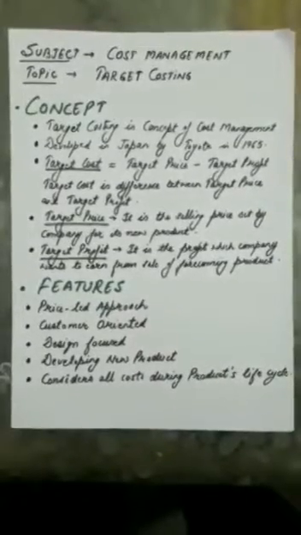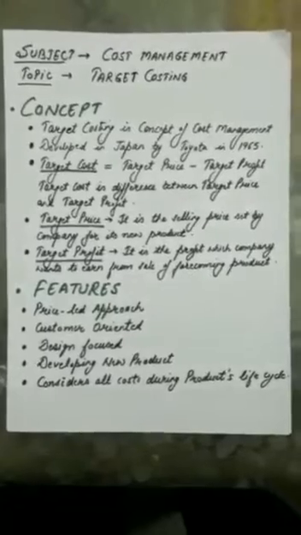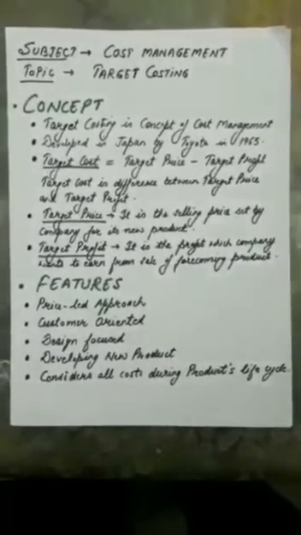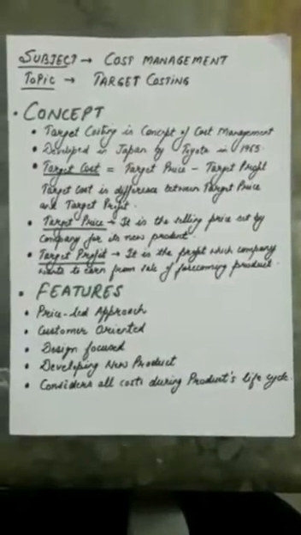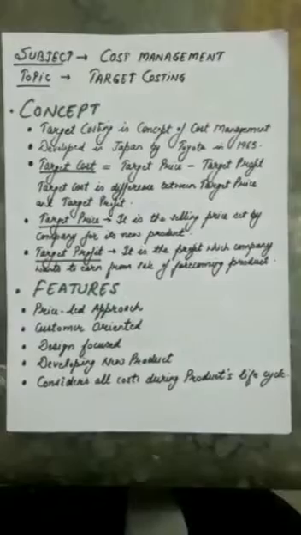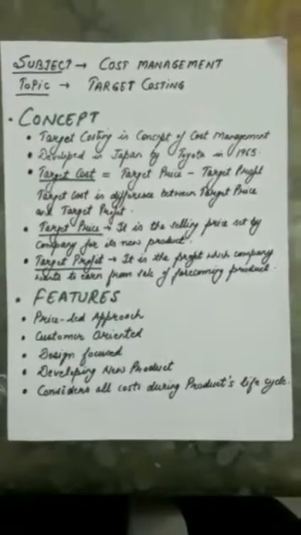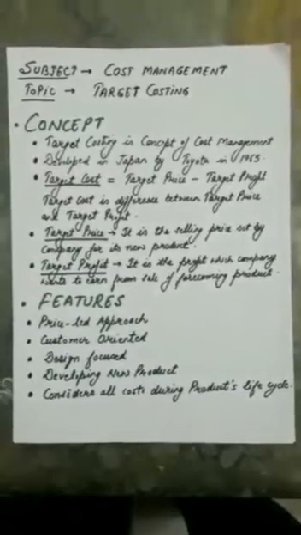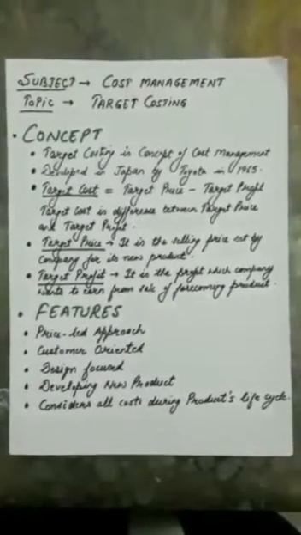Hello students, today we will discuss the topic of target costing as it is one of the main topics of your syllabi. Target costing is a concept of cost management. It was developed in Japan by Toyota in 1965. Target costing is a cost management tool for reducing the overall cost of a product over its entire life cycle.